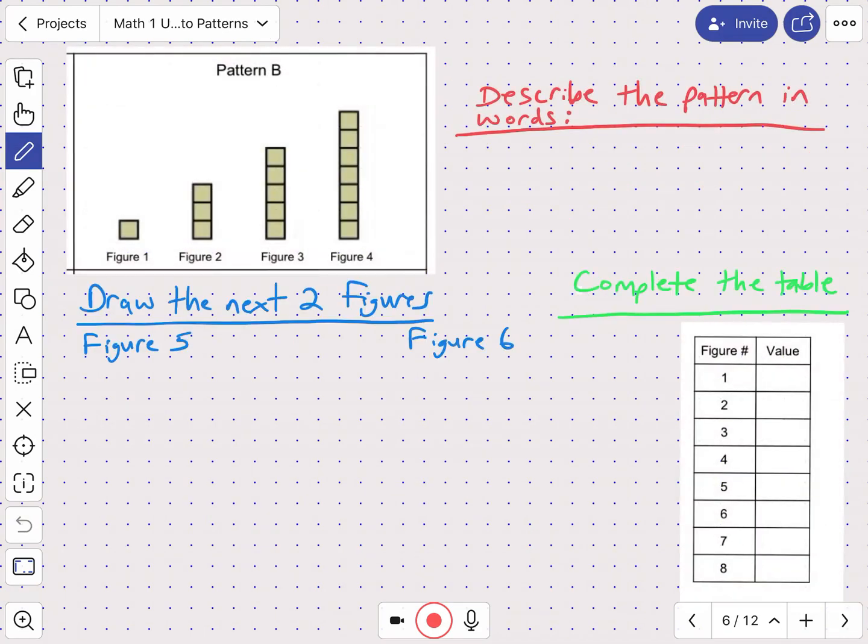So that's basically what you're going to do for this one, pattern B. You're going to draw the next figures, figure 5 and 6. You're going to describe the pattern in words and complete the table. So go ahead and pause the video and do this one.